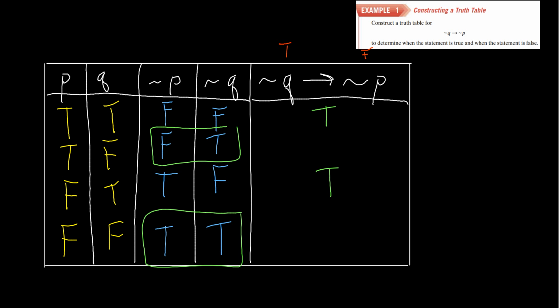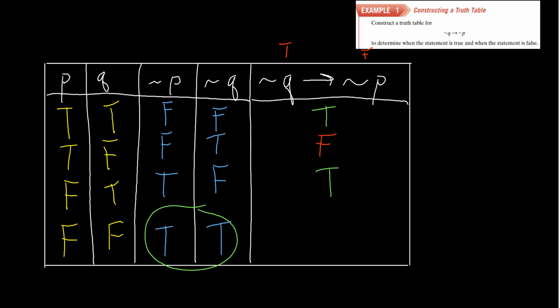Well, right here, we have the antecedent not Q be true and the consequence not P be false. So that tells me this is going to be false right here. Okay. And of course, down here, they're both true, so that's obviously going to be a true statement.